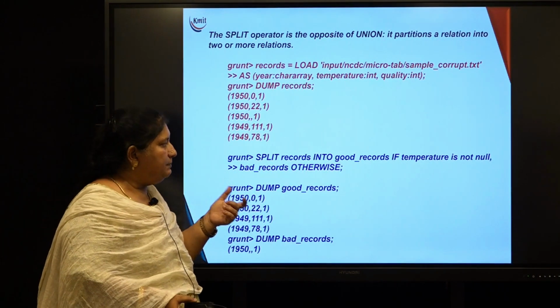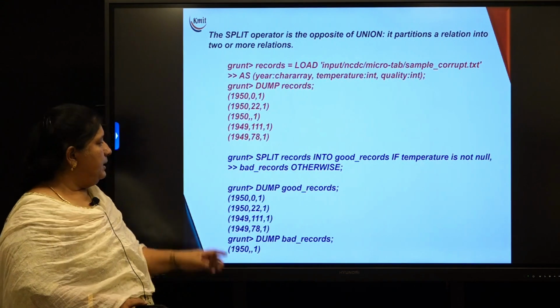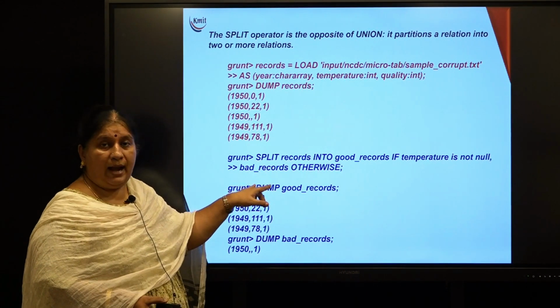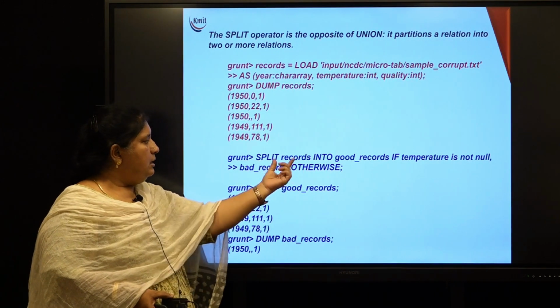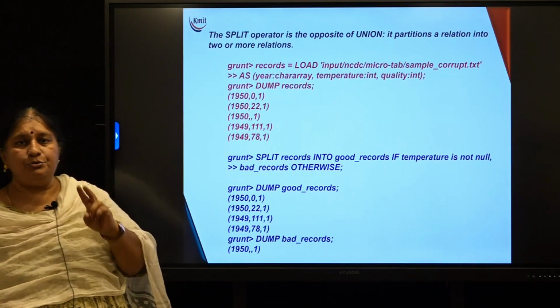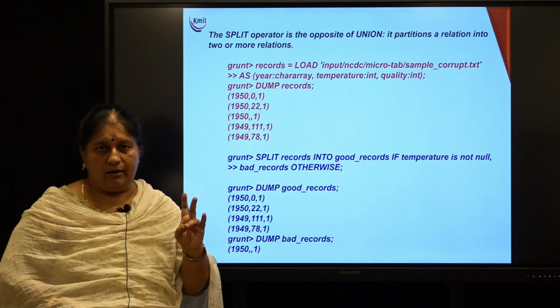How do I put a tuple into good records? If the temperature value is not null. Otherwise, where are you placing it? You are placing it in bad records. Now, try to understand what we are trying to do here. Records is a relation. You are trying to split it into two more relations. First one is good records, second one is bad records.